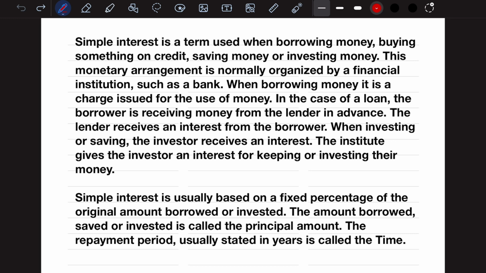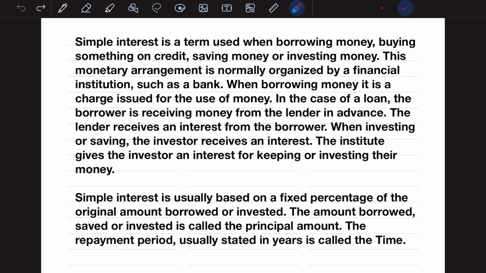The lender receives an interest from the borrower. When investing or saving, the investor receives an interest. So for example, if you put your money into your savings account in a bank, you should get an interest over time. The institute gives the investor an interest for keeping or investing their money.